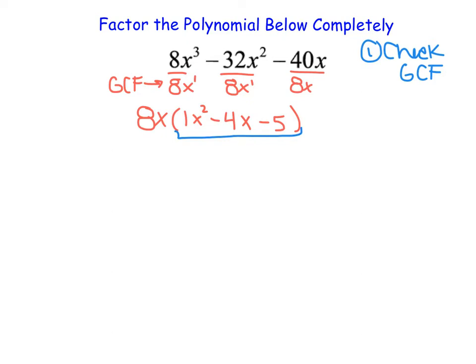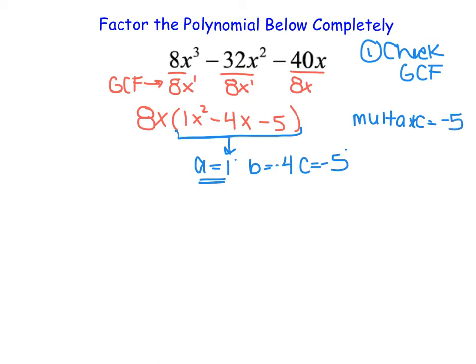Now, because it's a trinomial, we know that the ABC strategy works here, so we're going to explore the ABC strategy and see if that will help us to factor this further. So we have a equal to 1, b equal to negative 4, and c equal to negative 5. Now remember, with the ABC strategy, if a is 1, we have a shortcut that we can use. We don't have to go through the full process. Our first step is to find two numbers that multiply to a times c, which is negative 5, and add to our b value, which is negative 4.